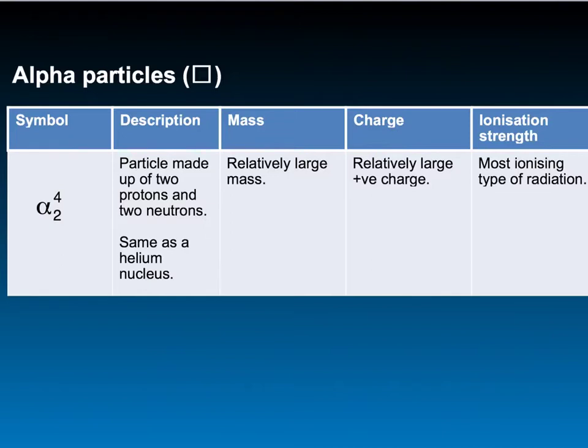So out of the three types of ionizing radiation, this one has a relatively large mass. It's also got a large positive charge because it has 2 protons, and that means there are 2 positives. If you remember, neutrons are neutral, so they don't add to the charge at all. And because of that charge, this type of radiation is the most ionizing type.